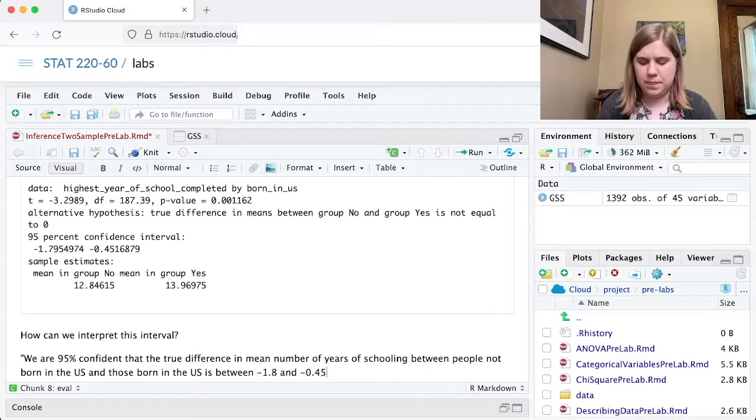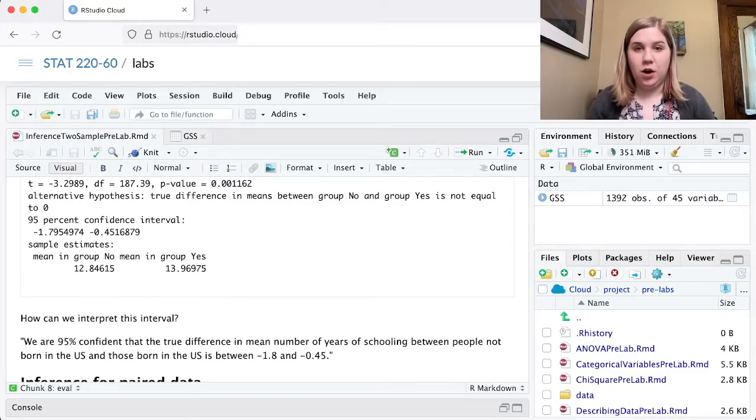0.45. So this interval, all being negative, means that we're pretty confident that people who were in the group no, people who weren't born in the US, they actually do have fewer years of schooling. That kind of makes sense to me. If you're an immigrant, there might have been other things going on in your life, and you might have had a little bit less schooling as a result.